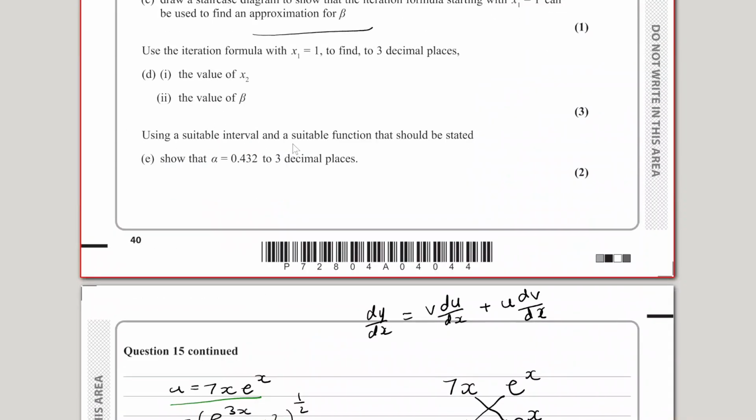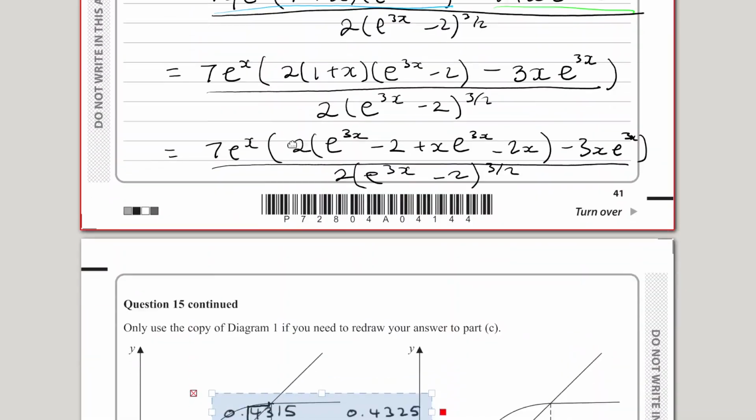Using a suitable interval and a suitable function that should be stated, show that alpha, our other turning point, is 0.432 to 3 decimal places. So we're going to use the lower bound and the upper bound, 0.4315 and 0.4325. So it's a turning point. So if we substitute them both into our gradient function, we should get one positive gradient, one negative gradient, and then that's how it's turned. So we're going to substitute both of these into our gradient function.